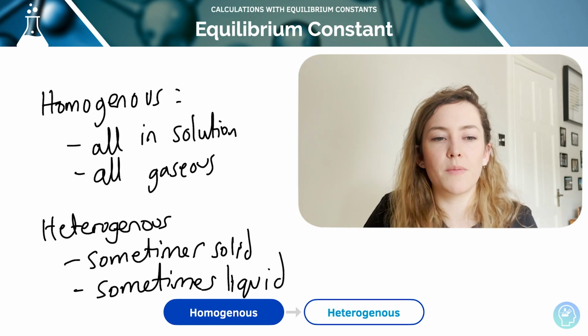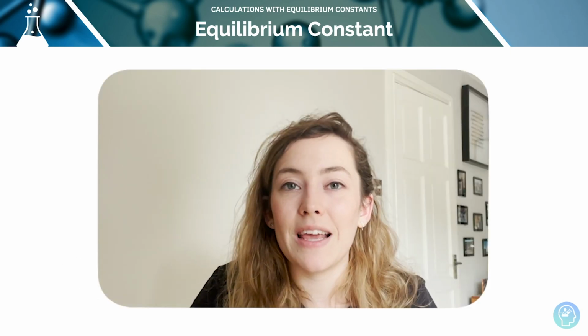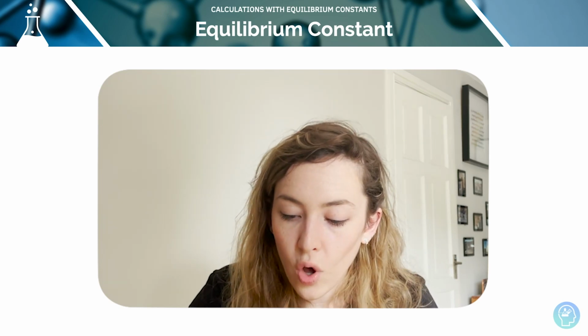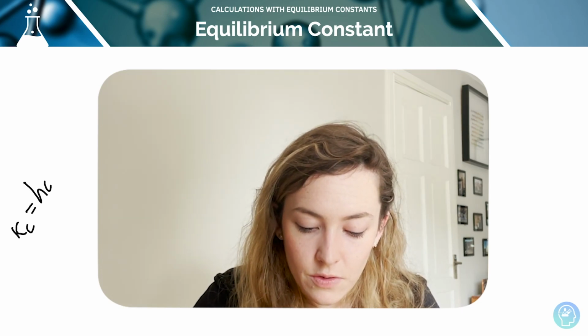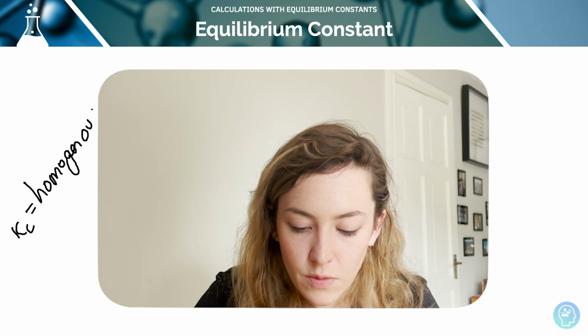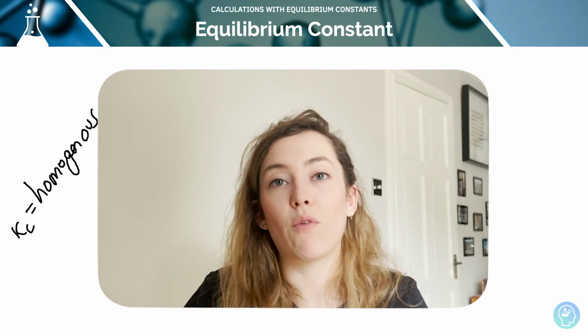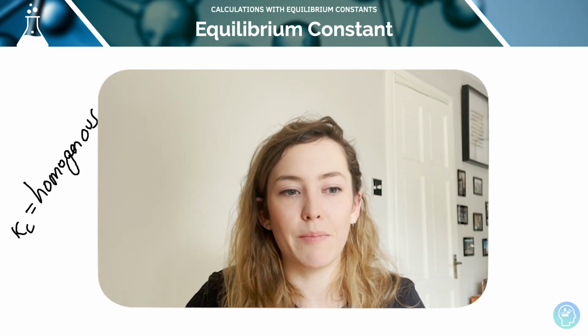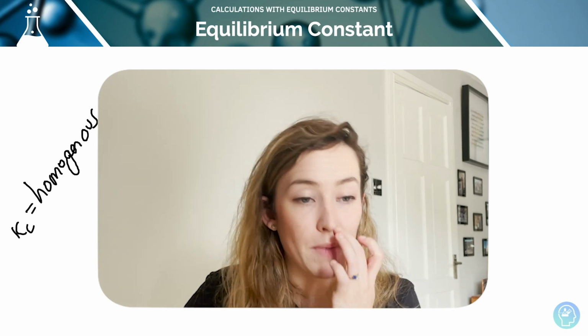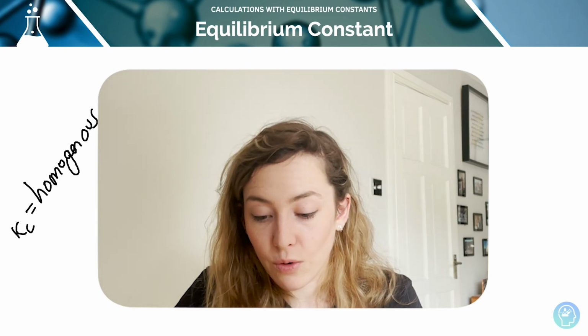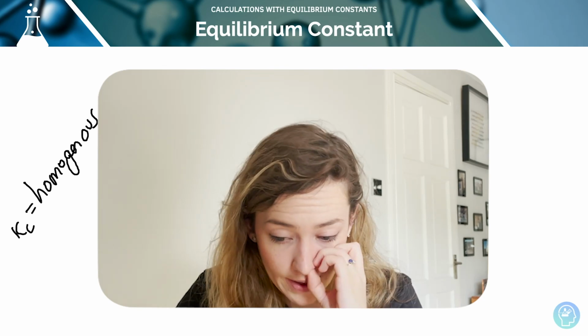So you've seen this before in terms of catalysts as well. Kc is only for homogeneous, so that's where you're only going to see it, where they're all in the same phase. That's really important. If you have a heterogeneous mixture though, you can still find out Kc. So we'll look at that in a bit of detail.